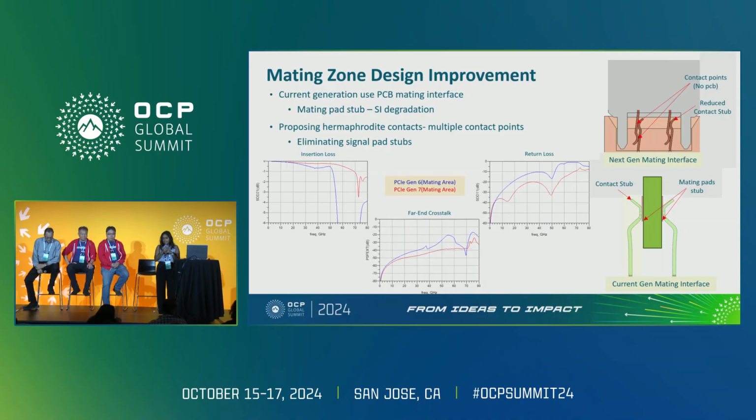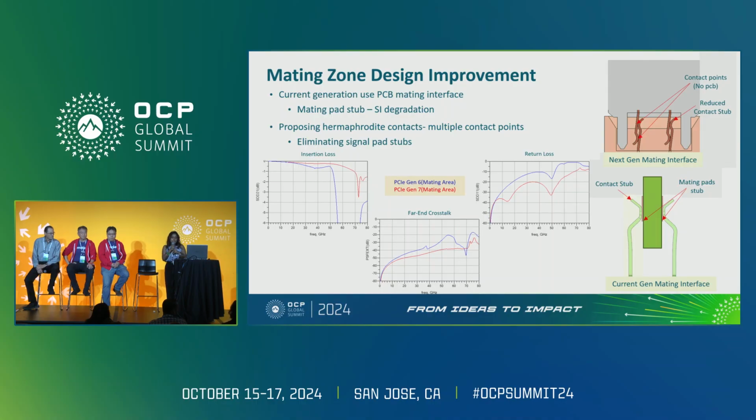So how about in Gen 7, we try an alternate solution like a hermaphrodite contact structure. This uses a PCB-less interface with multiple contact points, eliminating the problem of electrical stubs from the mating pads altogether. And this kind of design also allows us to have a reduced mating contact stub.